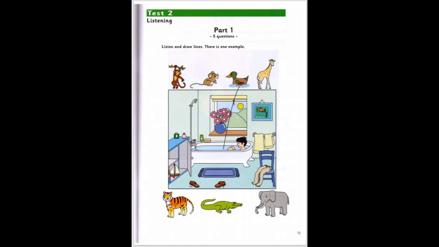2. Put the giraffe in the cupboard. Where? In the cupboard. Put the giraffe there. Right.